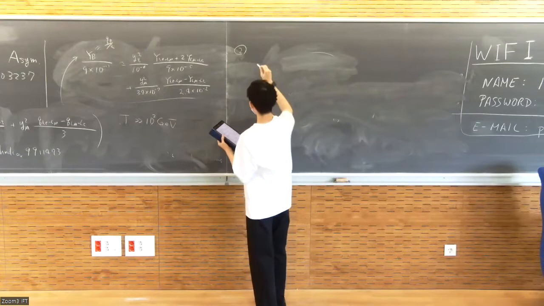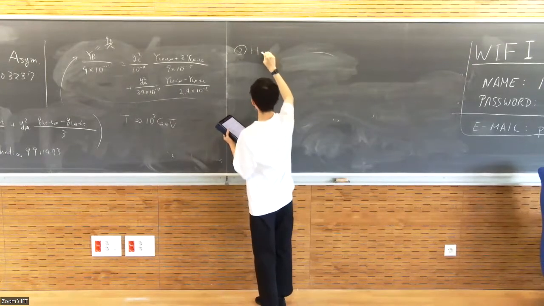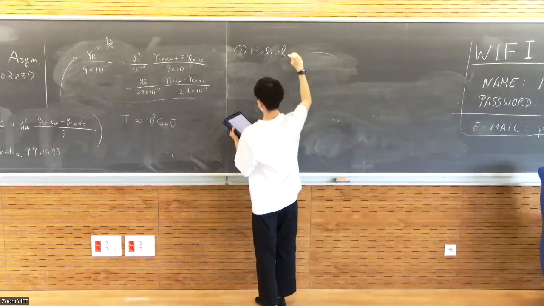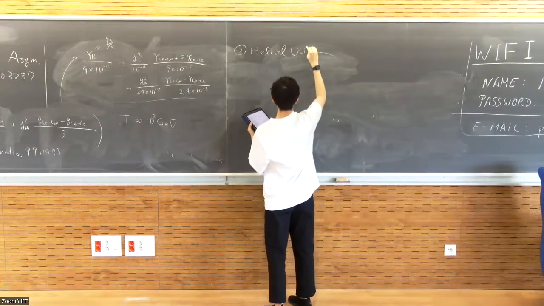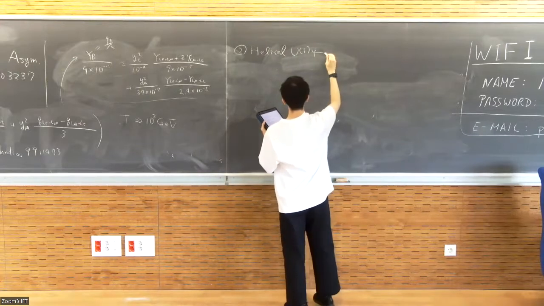So this is the pathway to generate the baryon asymmetry from the lepton flavor asymmetry. So another one is the chemical U(1) hypercharge.